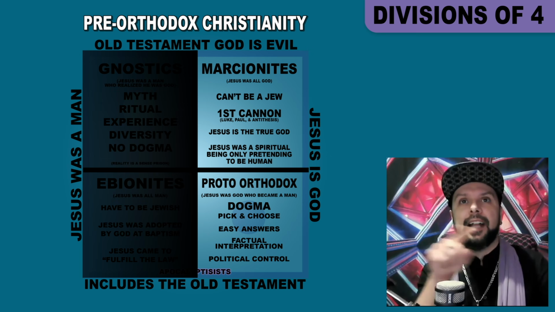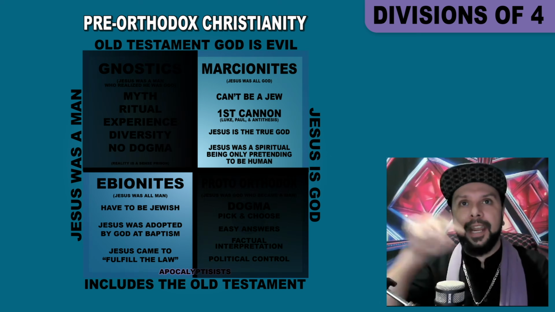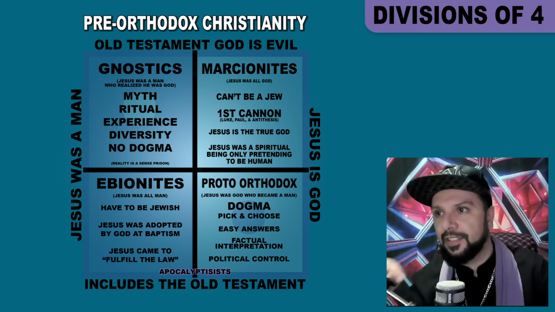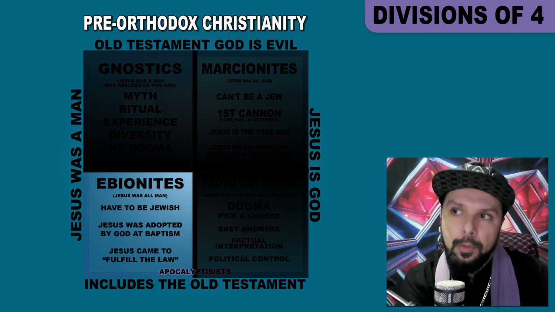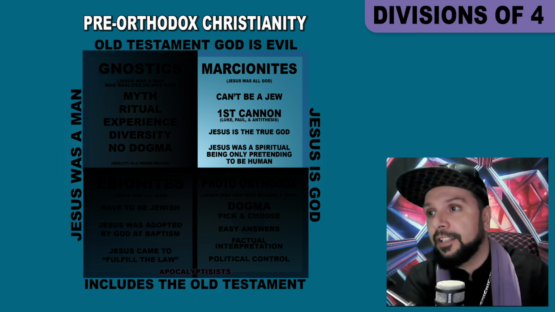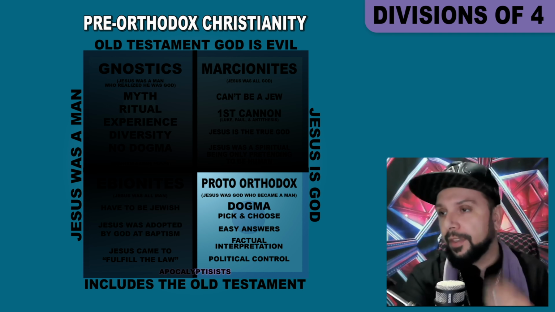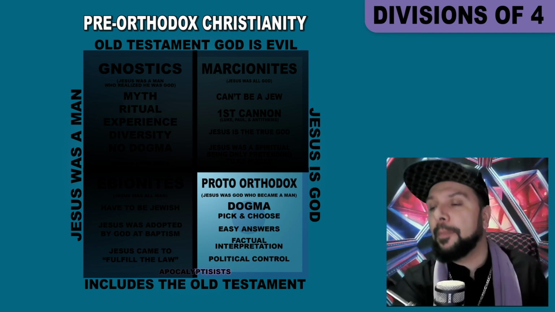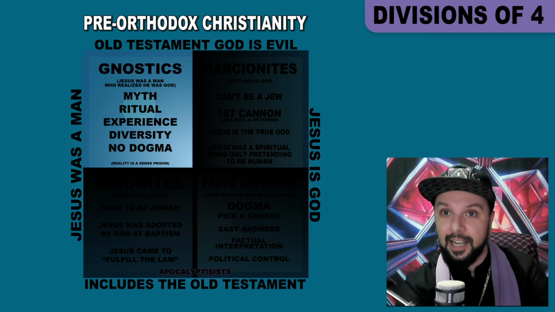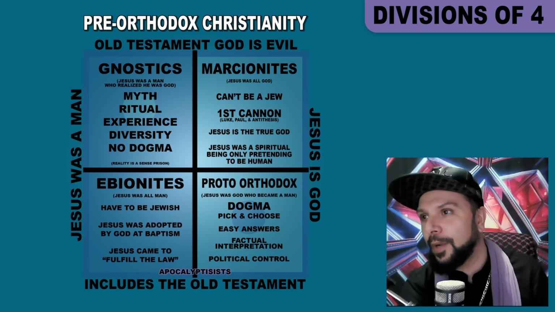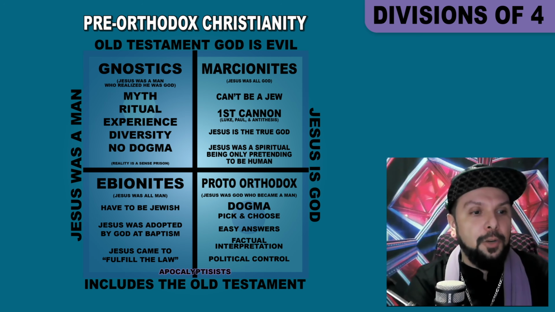You can contrast side to side and up and down and across. And so you can really start to see how they all have different concepts. The Ebionites think that Jesus was all man, and the Marcionites think that Jesus was all God. The Proto-Orthodox think that he was God that became a man, and then the Gnostics have this idea that he's a man who will realize he's God. That's just a very quick explanation. I could go way more into detail, but you get the idea. I'll show another one now.